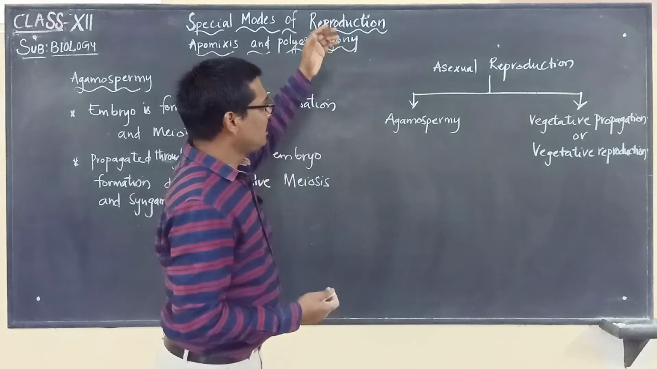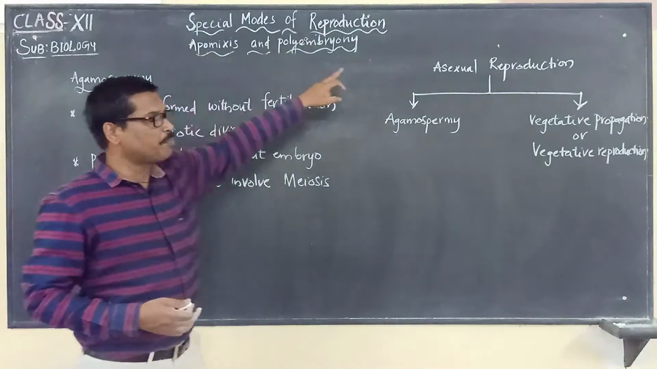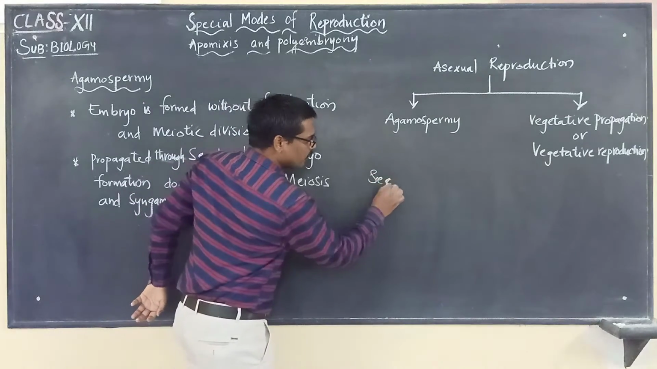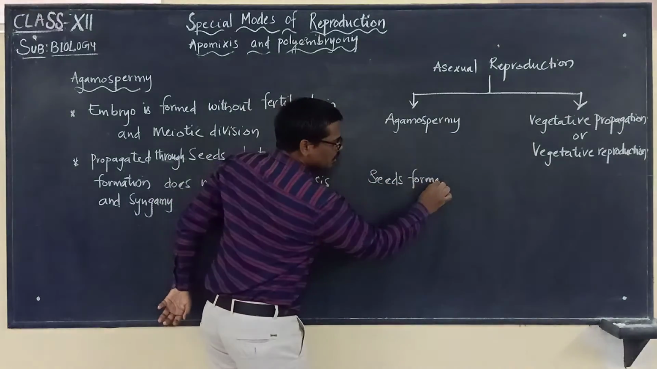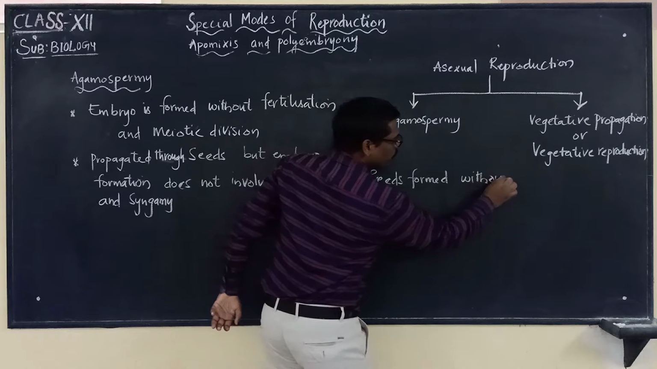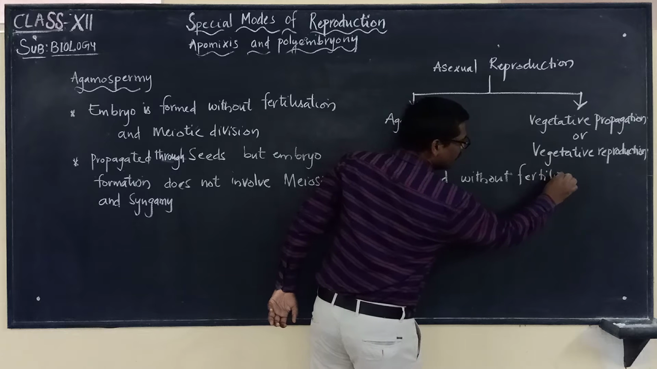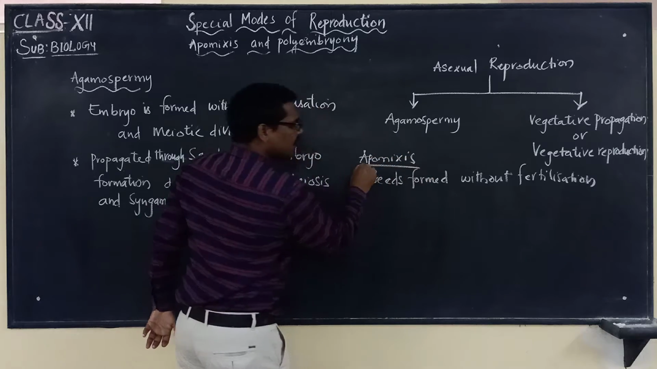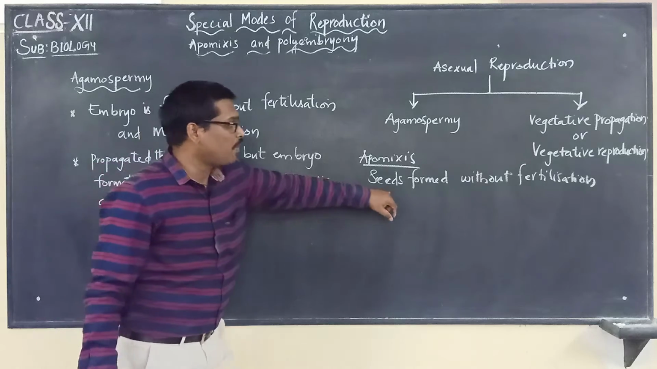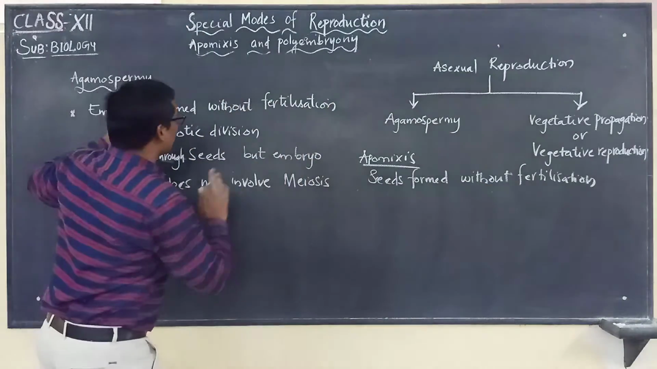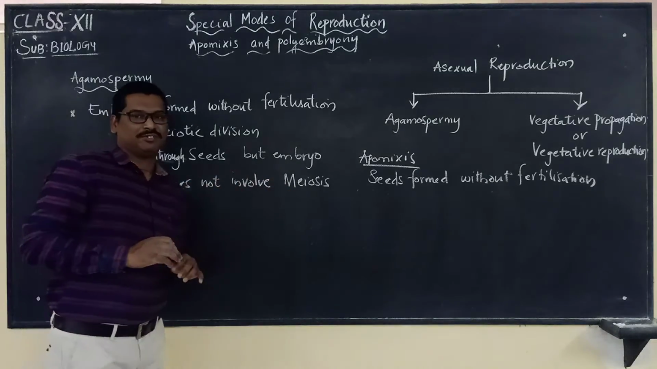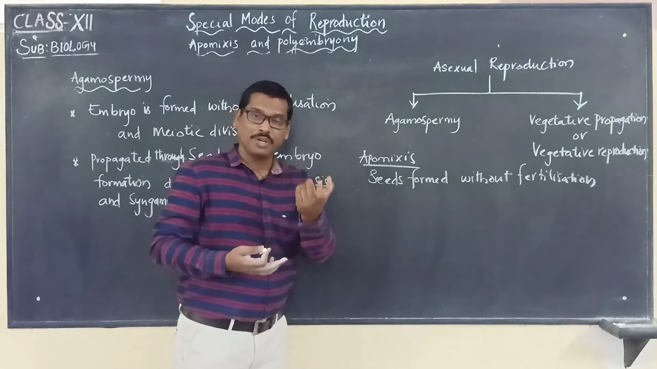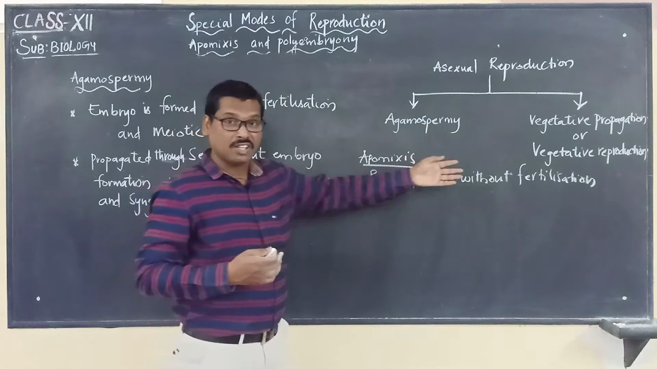Here, apomixis is a type of asexual reproduction. When seeds are formed without fertilization, it is called apomixis. Let us be very careful when we are understanding this. When seeds are formed, compulsorily an embryo should be there inside. But we are saying seeds are formed without fertilization.